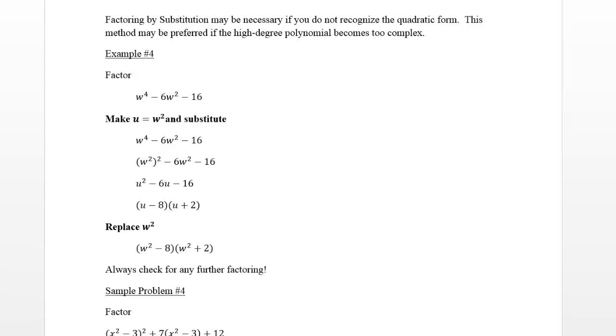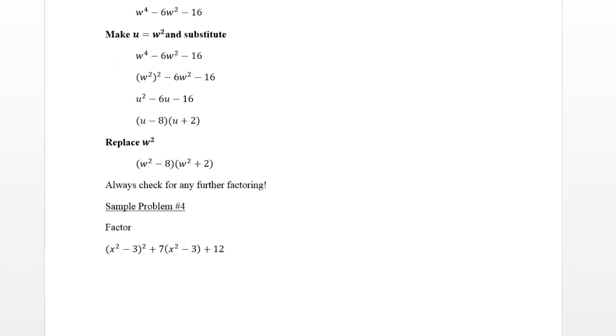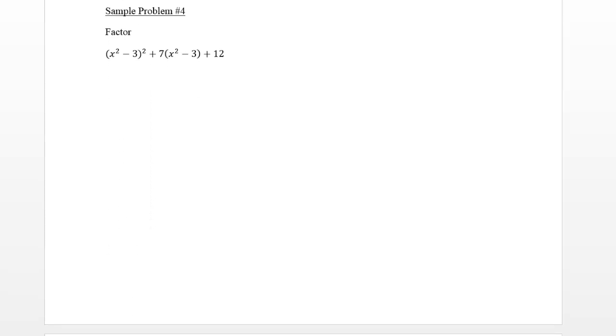You can see in example number 4 we simply replaced a w squared just to make this a simple quadratic and make the factoring much easier. The one thing that you want to be sure to remember is to always go back and replace the u with the original expression, and always look for further factoring in problems like this. Let's take a quick look at sample problem number 4. If you go ahead and take a look at that and then come back and watch the solution.